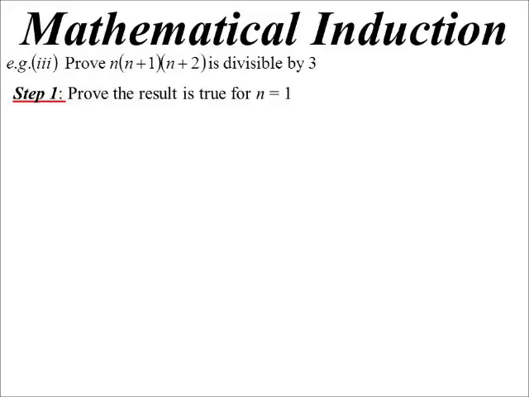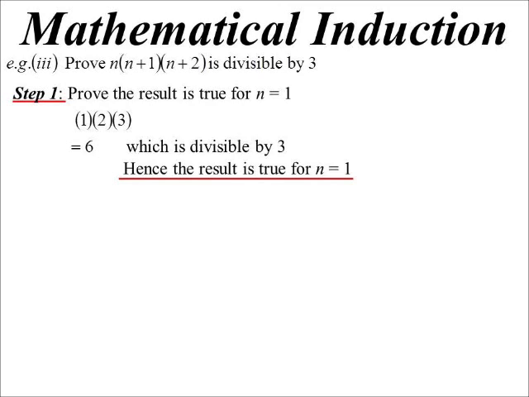So the first case, I'll try it when n equals 1. So we'll get the first 3 consecutive numbers. We don't really have a left-hand side and a right-hand side for this one. So I'm saying, all right, well, if I get the first 3 consecutive numbers, 1 times 2 times 3 is 6. And sure enough, 6 is divisible by 3. So that's not a problem. So yes, it does work for the first 3 consecutive ones.